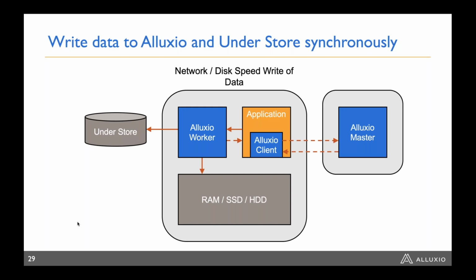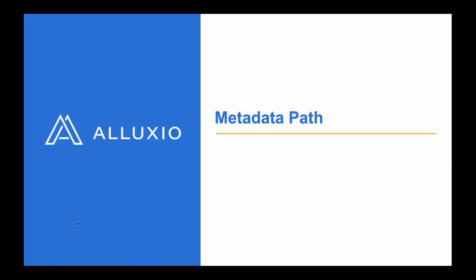Now let's take a look at a scenario where you want to write back to the understore. In this case, not only is the data cached in Alluxio, but it is also being written into the understore synchronously, and then the application gets returned back. You also have an option to asynchronously write back to the understore. Hopefully that gives you a good idea of what the flow of data looks like between the compute and the storage through Alluxio.